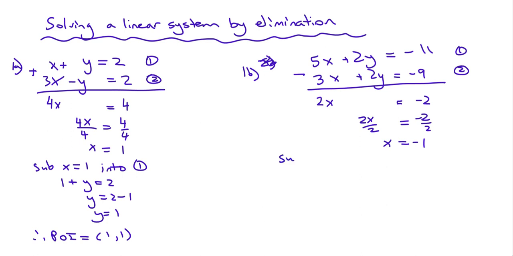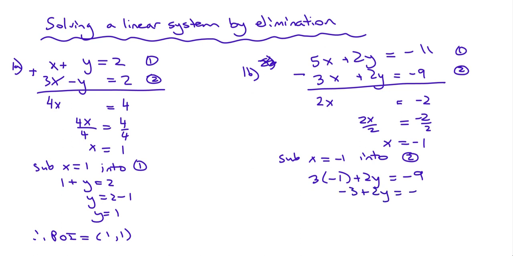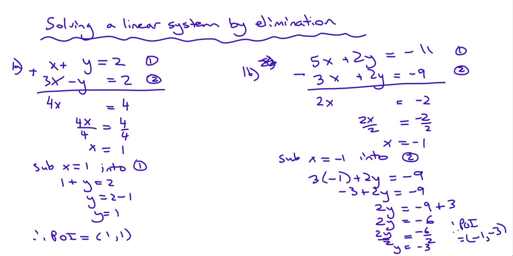The rest is exactly the same as before. Substitute x equals negative 1 into whichever equation you want. How about we do equation 2 just for fun? So 3 times negative 1 plus 2y equals negative 9. Negative 3 plus 2y is negative 9. We're going to add 3 to both sides. It disappears from the left, but it's plus 3 on the right. 2y equals negative 6. 2y divided by 2 is negative 6 divided by 2, so y is negative 3. So the point of intersection is xy, negative 1, negative 3.